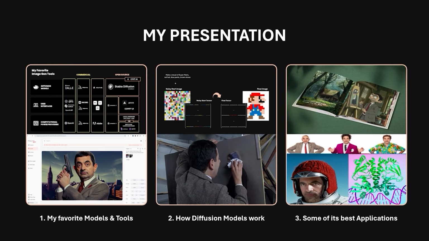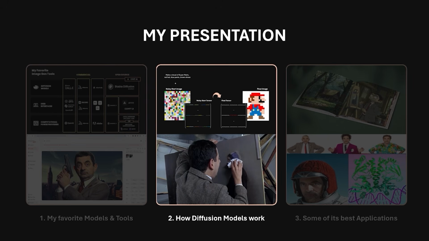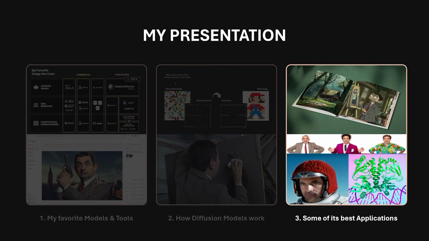In today's presentation, I will start by providing you a quick overview of my favorite image generation models and tools out there. Then I will provide you with a high-level technical explanation how these AI diffusion models are capable of creating images out of thin air with just a text as input. After that, I will share some practical use cases of diffusion models, including SORA for video generation and AlphaFold 3 for protein structure prediction. So now that you know what we will be covering today, let's get started by providing you a quick overview of my favorite image generation models and tools.